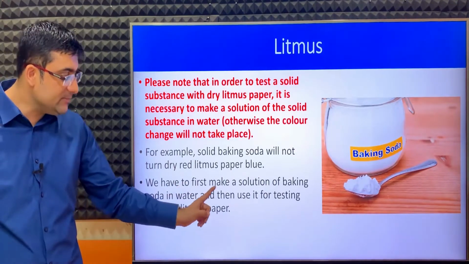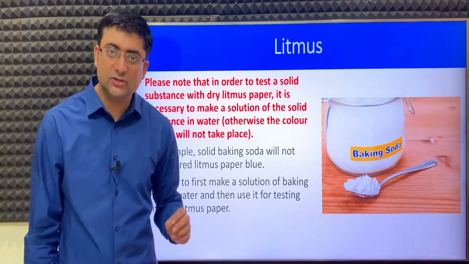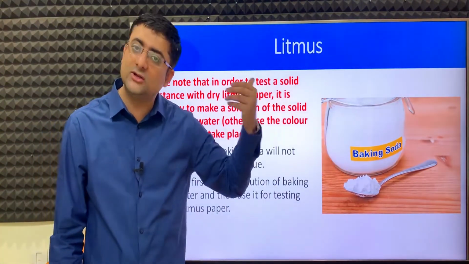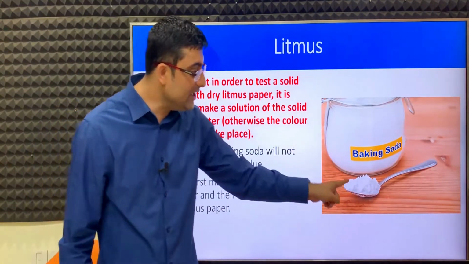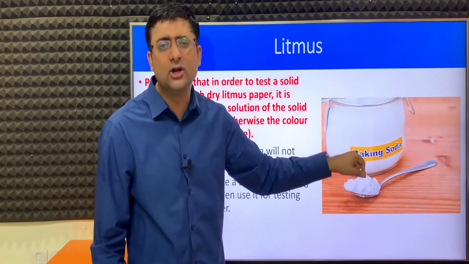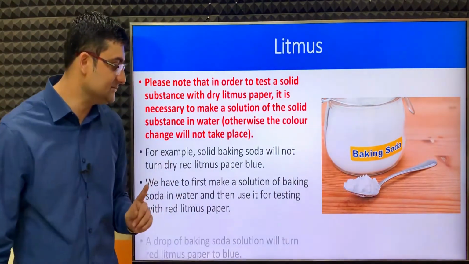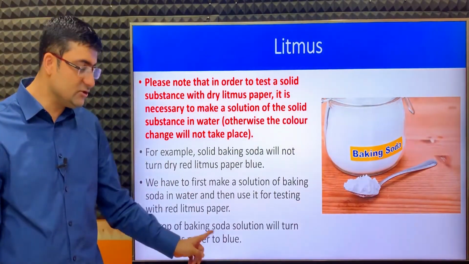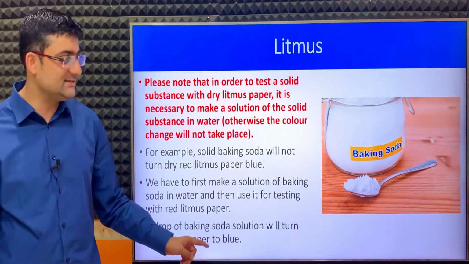Is this clear? For example, solid baking soda will not turn dry litmus paper to blue. We have to first make a solution of baking soda and water and then use it for testing the litmus paper. So don't be like you put litmus paper, no color, so it's neutral. No. Whenever you are checking with litmus, make sure if it is a solid, add water to it, convert it to liquid form, only then litmus will work. Is this clear guys? A drop of baking soda solution will turn red litmus paper to blue, indicating it is a base.